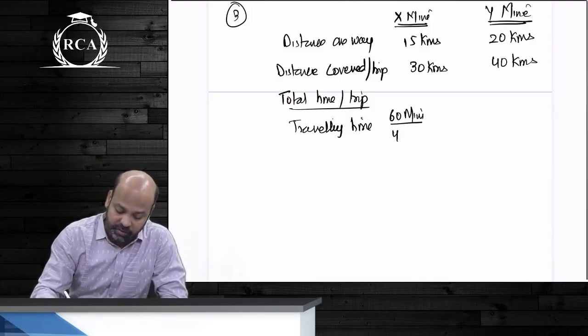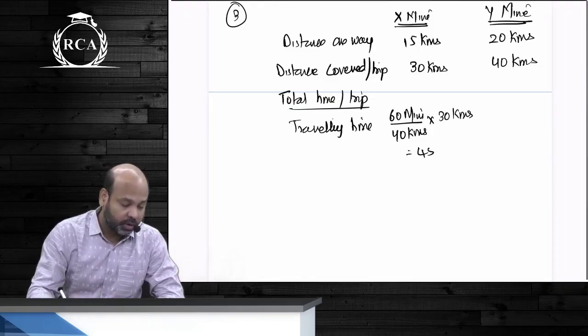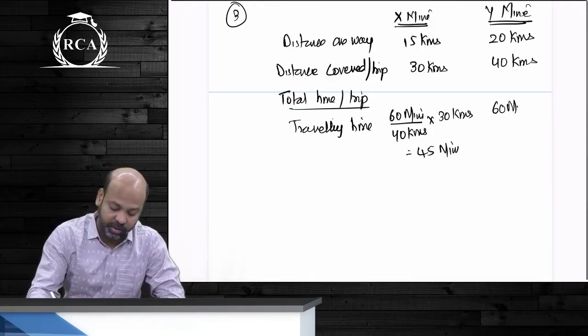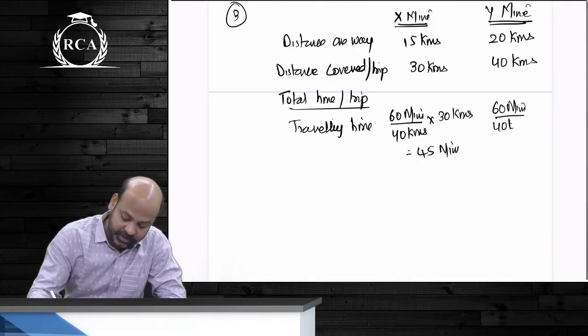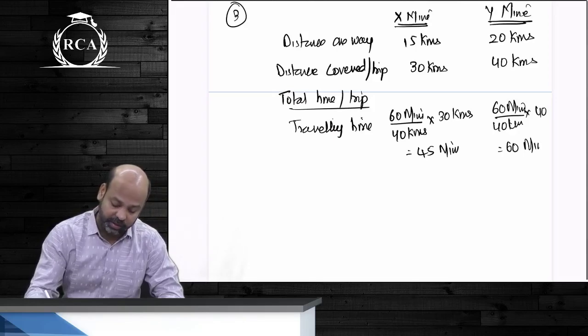In 60 minutes, the lorries are covering a distance of 40 kilometers. To cover a distance of 30 kilometers, beta, they will be needing a time of 45 minutes. In the second case, beta, obviously for 40 kilometers, it will be 60 minutes. Yes or no?